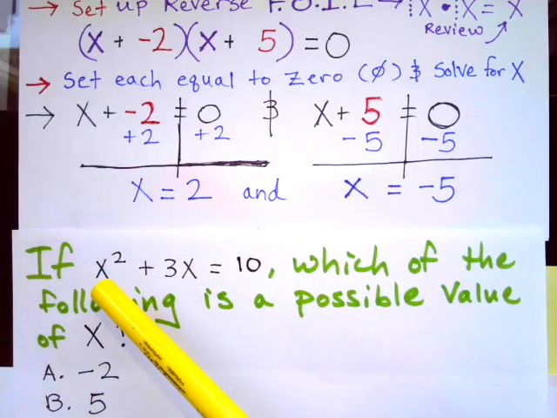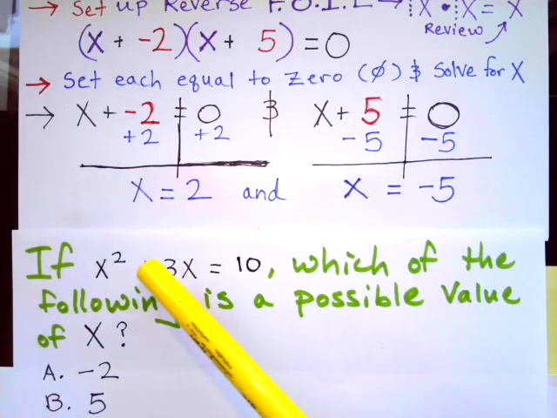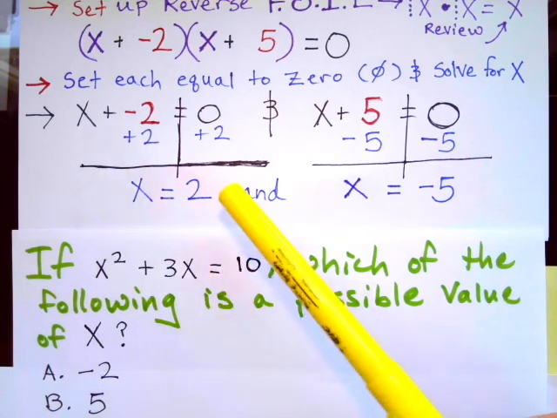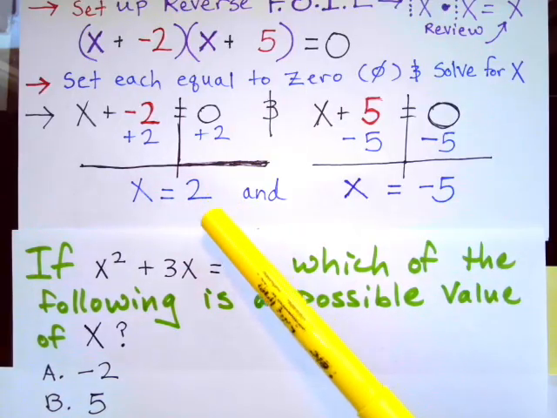And 2 times 2, or 2 squared, is 4. Plus 3 times 2 is 6. 4 plus 6 is 10. So 10 would equal 10. x equals 2 checks off. That's a correct answer to this particular factorization.